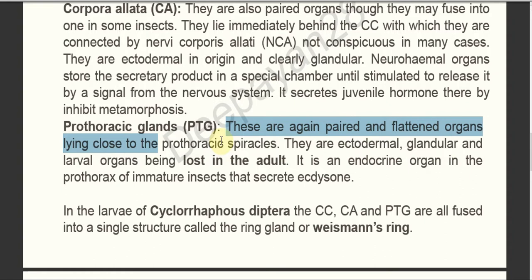Okay. They are ectodermal in origin again, glandular and larval organs being lost in the adult. That means, what is happening here? What I have told you, in case of juvenile hormone and molting hormone, when the insect is increasing, like larva to larva, larva to pupa, pupa to adult, what will be the concentration? Decrease, yes or no? That means what will happen in the adult? Not at all. Prothoracic gland will not be there. So molting hormone will not be there, because molting hormone is produced by the prothoracic glands only. If it is withered, it is lost. So who will secrete the molting hormone? Yes or no? Understood the link? Yes, sir.